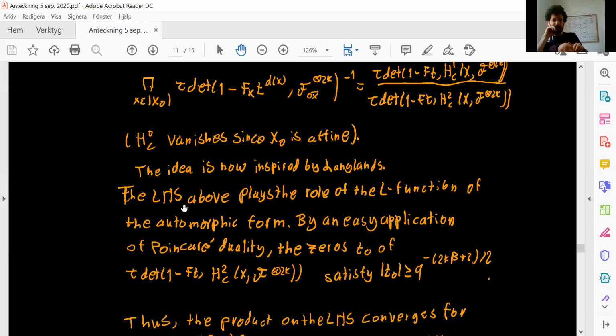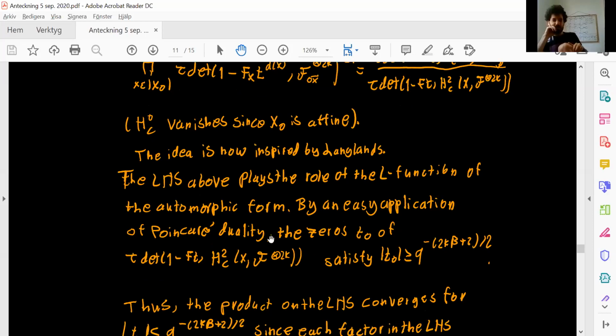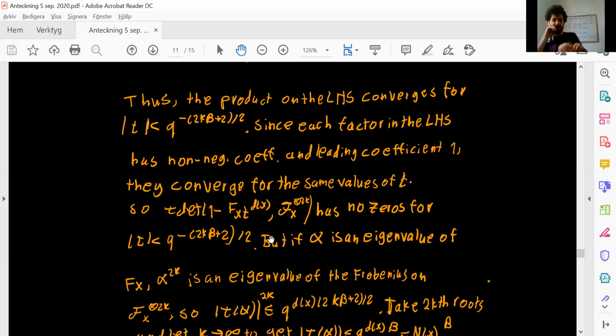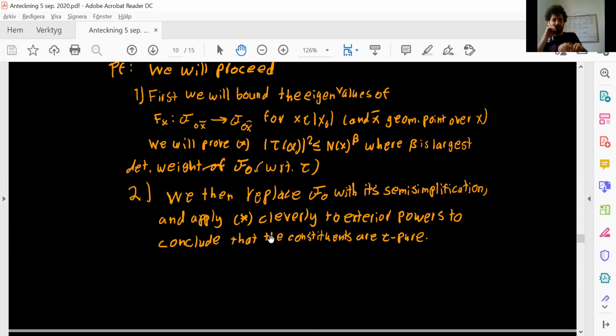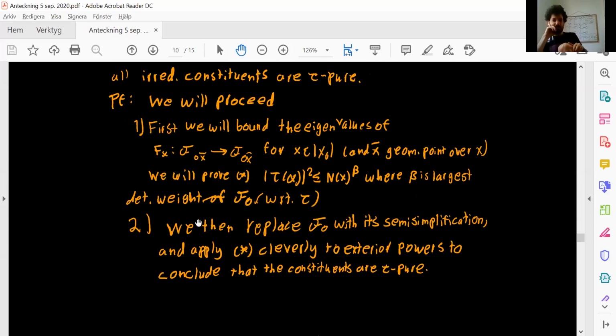So you see, this positivity thing really comes in to show that the coefficients are positive. That's where it's used. So now what we want to prove is that we will replace F0 with a semi-simplification. And when we apply star cleverly to exterior powers, we can conclude the constituents are tau pure.